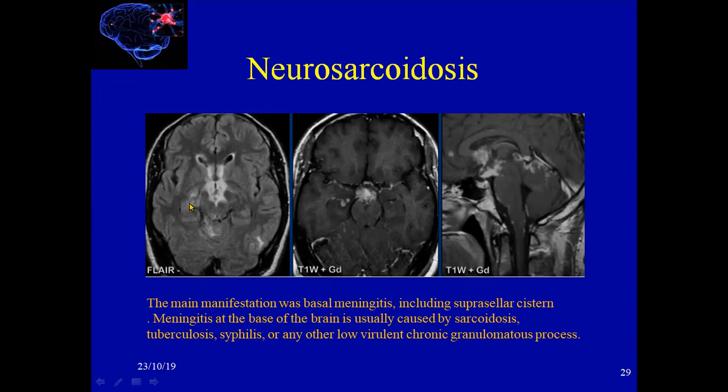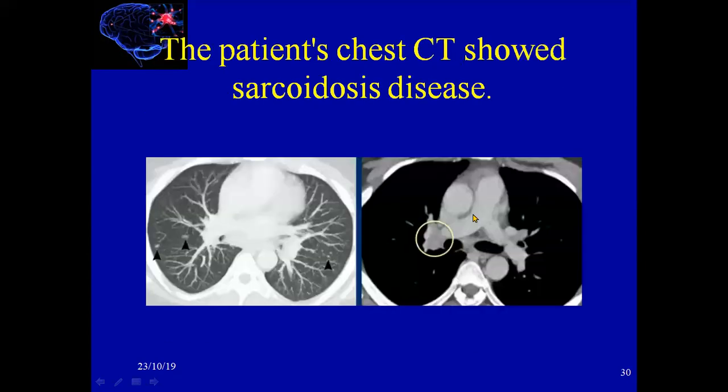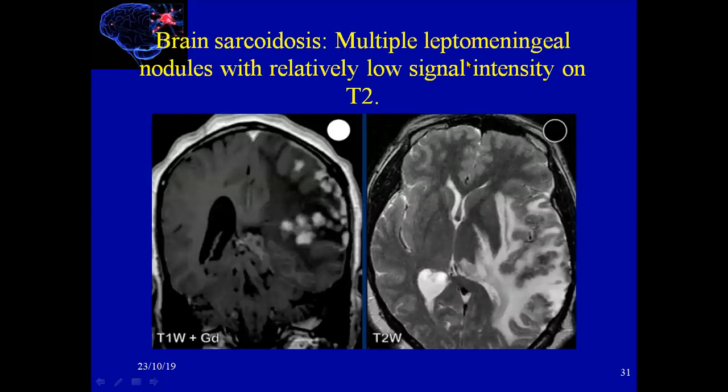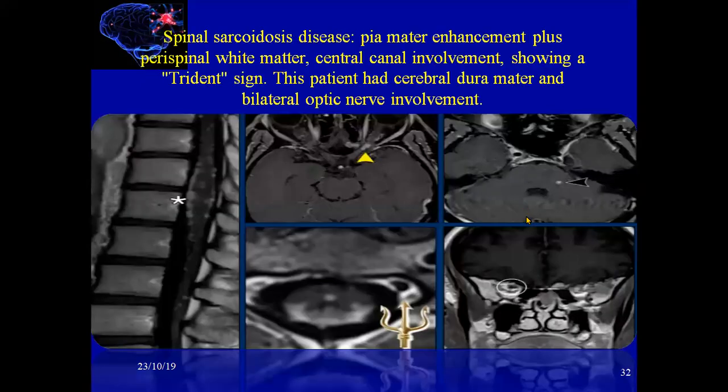In sarcoidosis, the main manifestation was basal meningitis, including the suprasellar cistern. Meningitis at the base of the brain is usually caused by sarcoidosis, also TB, syphilis, or any other granulomatous disease or process. Here, in the same patient, the CT showed sarcoidosis disease in the chest. In the brain sarcoidosis, we have multiple leptomeningeal nodules, which show low signal intensity on T2.